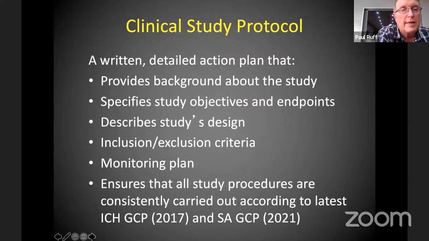written detailed action plan, provides background about the study, specifies, and this is important in the submission, the actual objectives and endpoints. And these need to be clearly defined: primary endpoints, secondary endpoints, safety endpoints, exploratory endpoints in detail. And these need to be given in point form and to be justified.